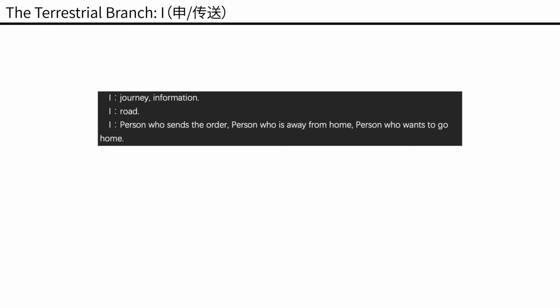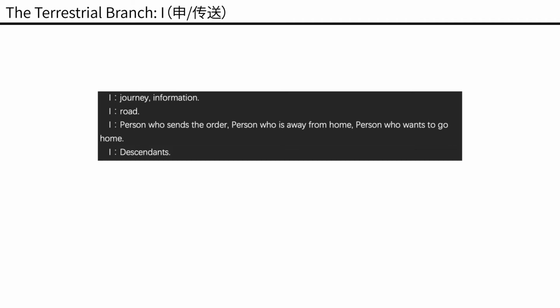It is necessary to pass the road to transmit the flow of people and materials, so I has the image of a road. I represents the person who sends the order, the person who is away from home, and the person who wants to go home, because these people have to go through the road. I has the image of passing on from generation to generation, so I represents descendants.